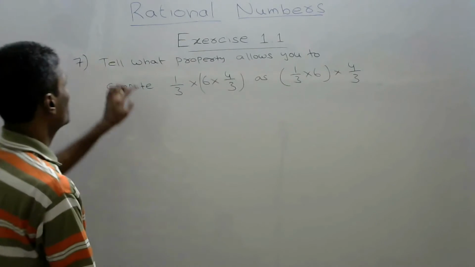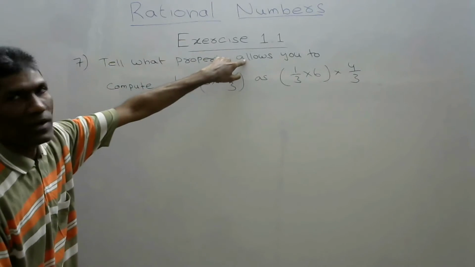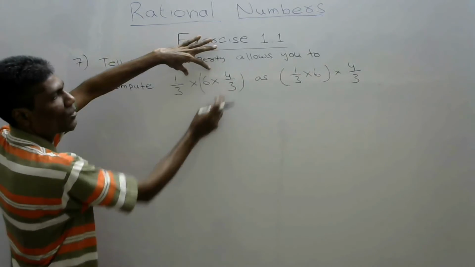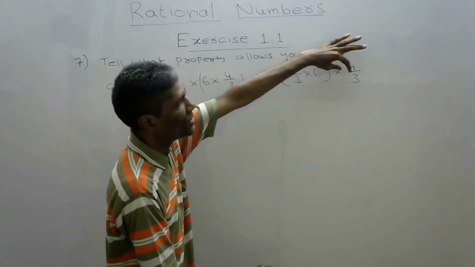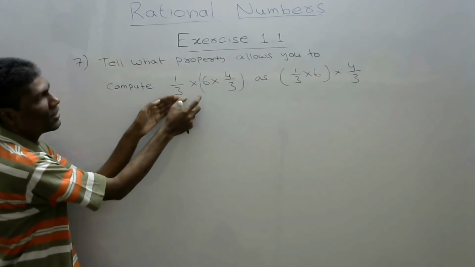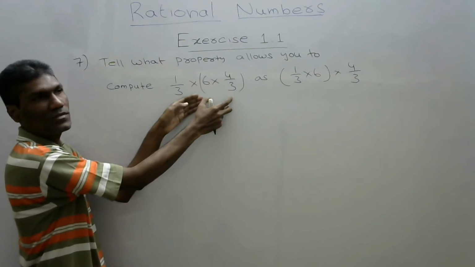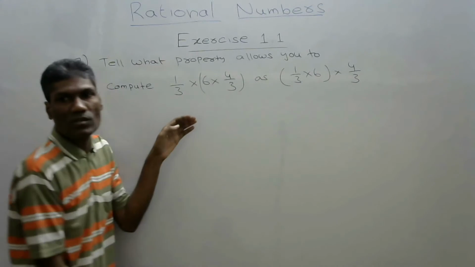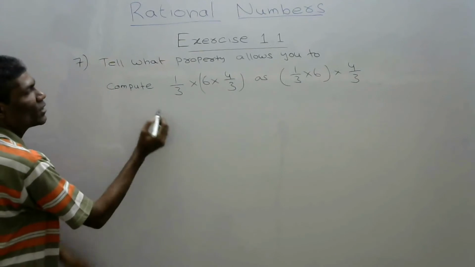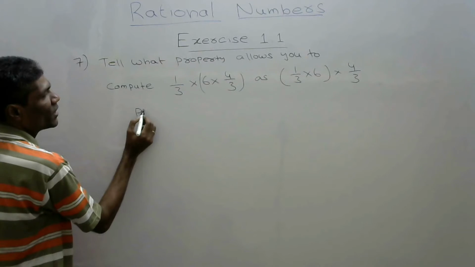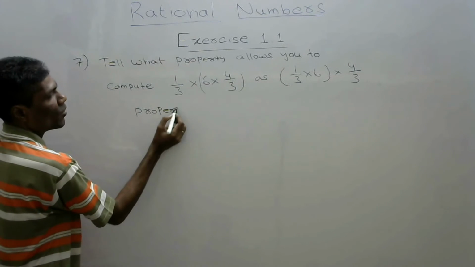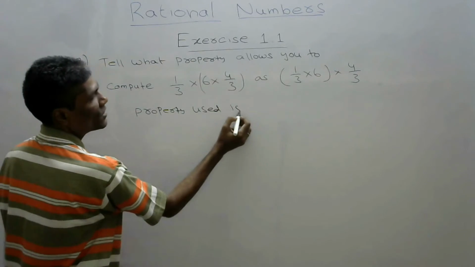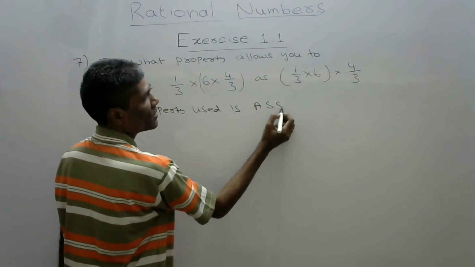Now, here he is asking the property. What is the property used here? 1 by 3 into 6 into 4 by 3. This is also 1 by 3 into 6 into 4 by 3. But here, first we are calculating this one, and here we are calculating this one. So this property is called associative property. So the property used is associative.